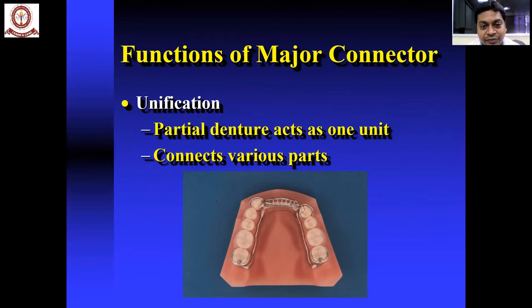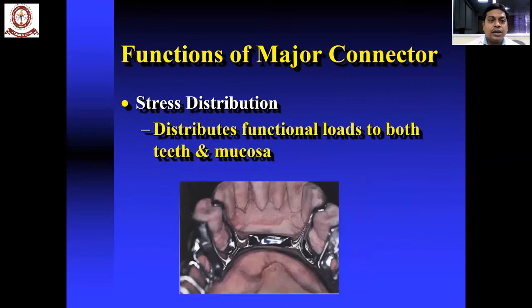Unification is defined as the partial denture acting as one unit, and it also connects the various parts. So it is called unification. Next is stress distribution. Stress distribution means distributing the stress among all the other parts. It distributes functional loads to both teeth and mucosa.